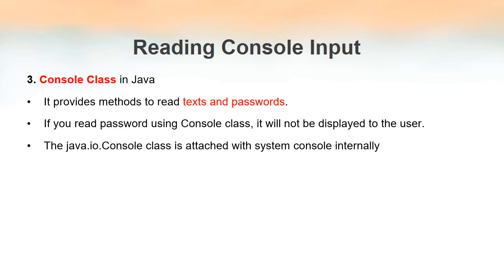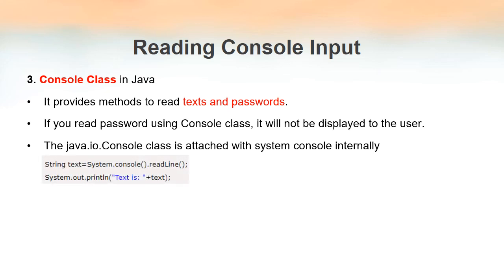So here the java.io Console class is actually attached with the system console internally. We don't have to attach System.in together with the Console class because it is done internally. And again, the Console class is inside the package named io, which is inside the main package java. We will see an example of how to use the Console class.